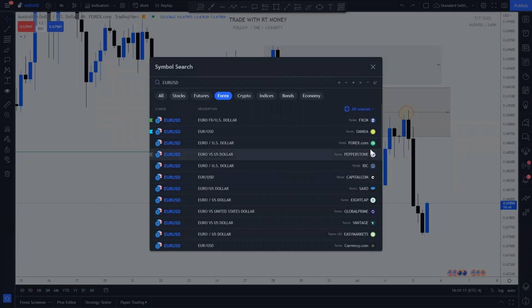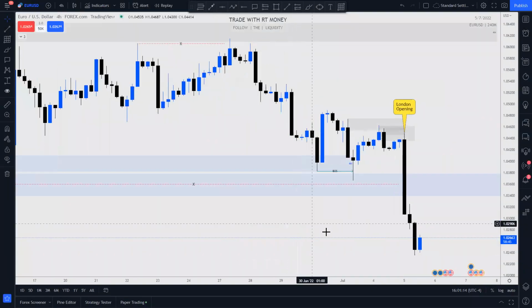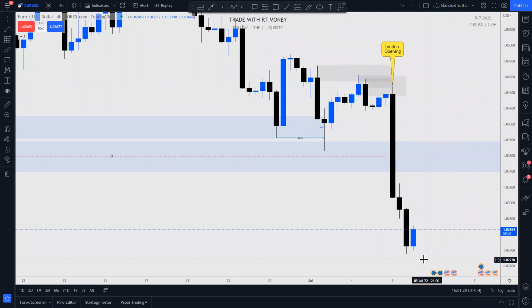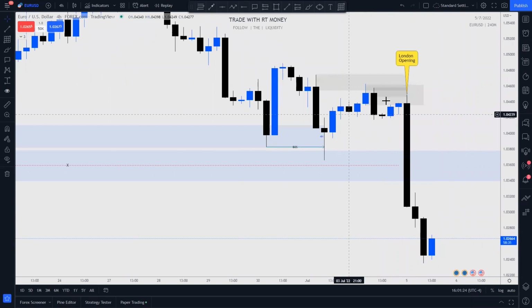All right, let's see. Here we go. Oh, London Open. Oh, man, I was mad because I missed this trade. I missed this one. This is my go-to market because EURUSD is the most traded of all FX pairs.